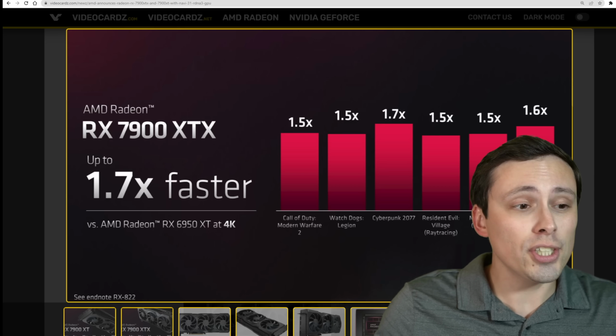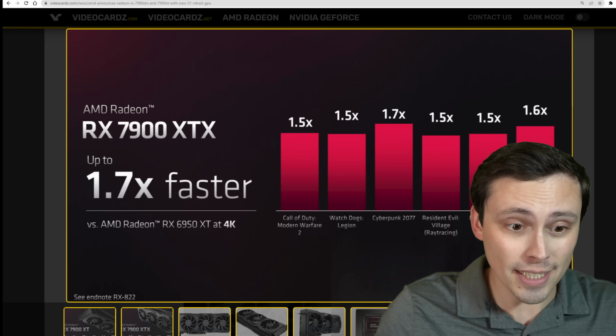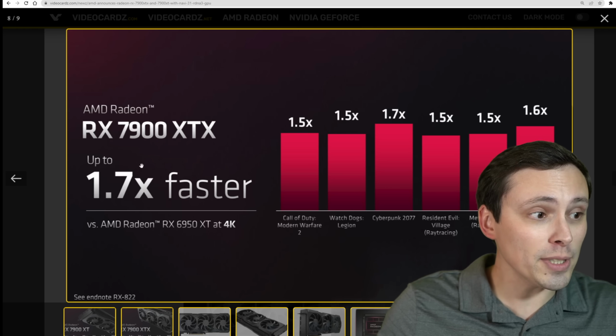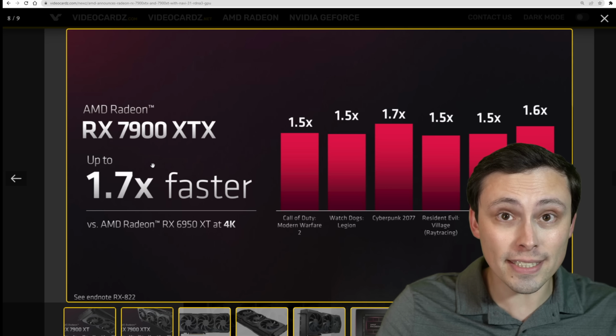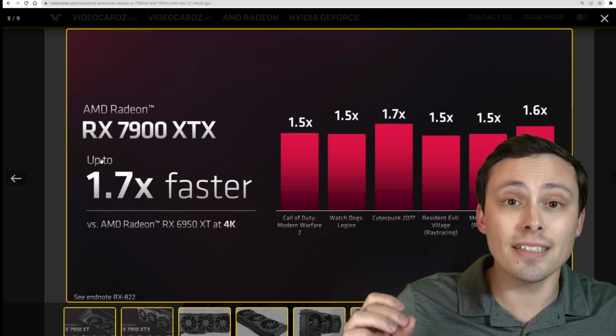AMD completely shot their own launch in the foot with their marketing claims leading up to it. They claimed up to 1.7 times faster, and at the launch it was very prominently featured. 1.7 times faster, up to. So it was very much like 1.7 times faster. That stuck out in people's minds.